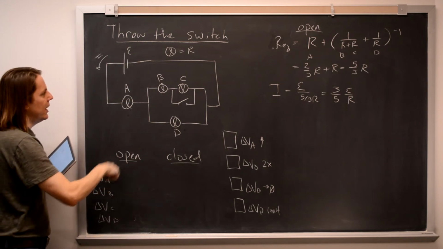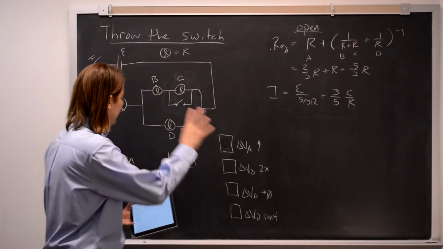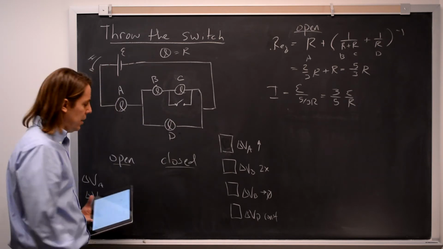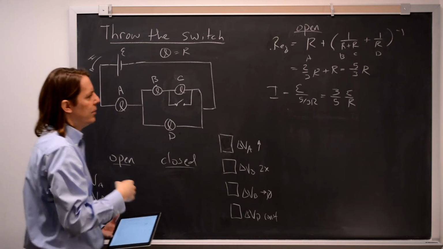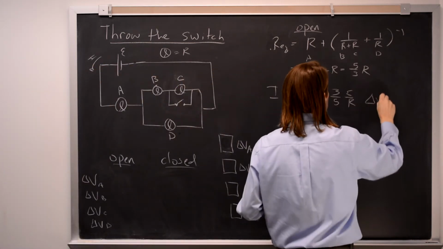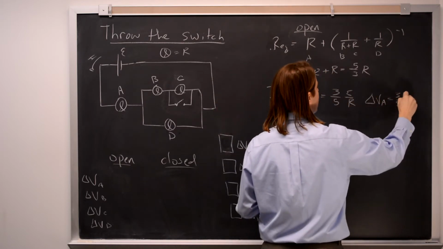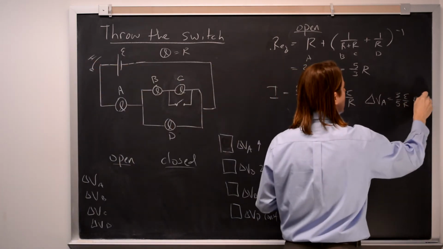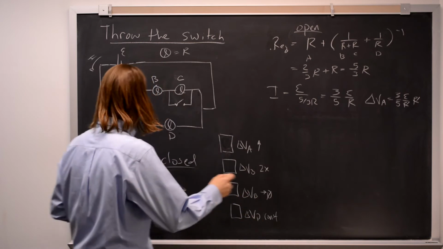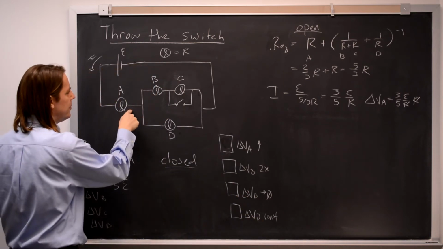And now delta VA. Here we go. Uh-oh, memory stick ran out. All right, let's refinish this one. So we have the current now going through the loop, and now that we have the current, we can get the delta V, the voltage drop across A. So delta V across A is just IR. I is 3/5 EMF over R, and the resistance of A is just R. Okay, so the R's cancel. So delta V over A is 3/5 of the EMF.